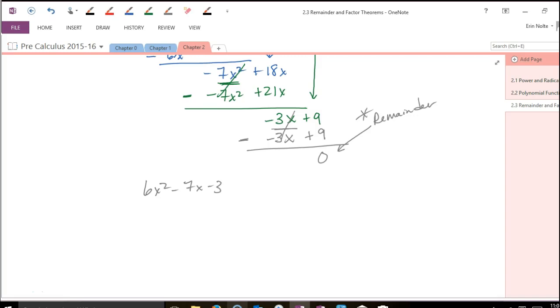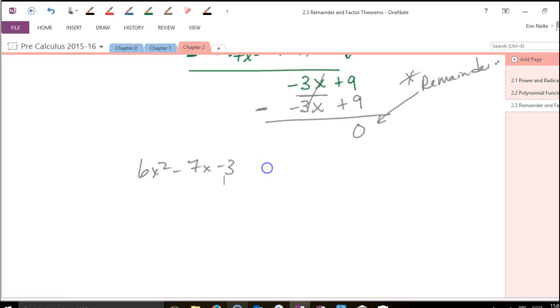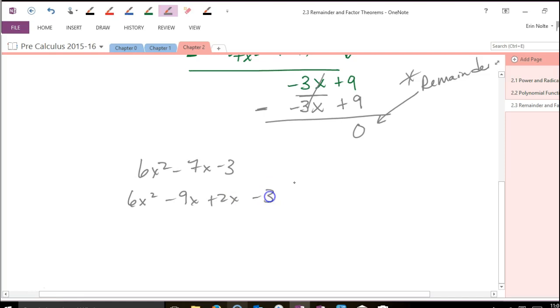So how do I factor that? You've got to do the hard method, right? You guys remember the hard method? It's a good day to do the hard method. You multiply the first times the last, so it's 6 times negative 3. What two numbers multiply to negative 18 and add to negative 7? Negative 9 and positive 2. So you go 6x squared minus 9x plus 2x minus 3. You have to rewrite it. Then you group the first two, group the last two, and pull out the greatest common factor. So what's the greatest common factor of the first quantity?